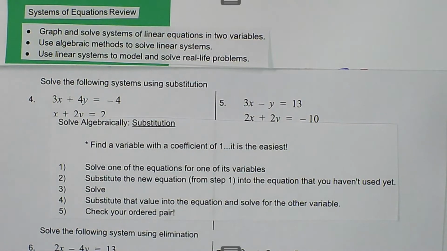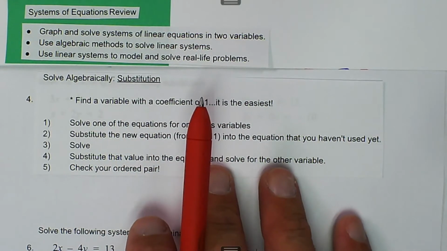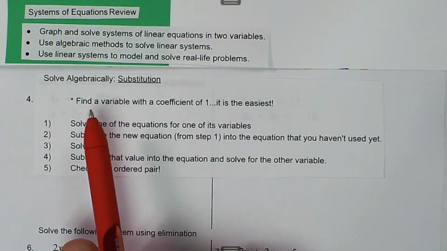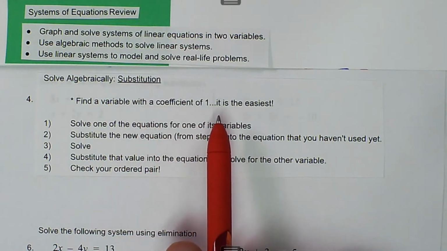We're talking about systems of equations, and we want to solve systems of linear equations in two variables and use algebraic methods to solve linear systems. So right now, we are going to use substitution. And the best situation, we want to find a variable with a coefficient of 1. It'll be the easiest in order to solve.